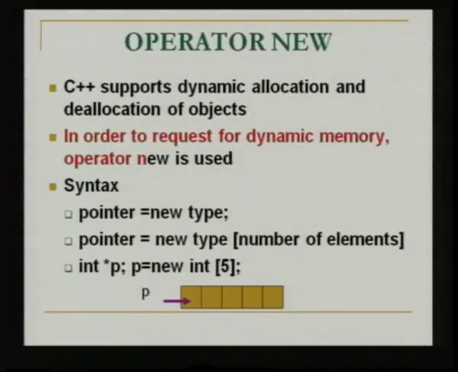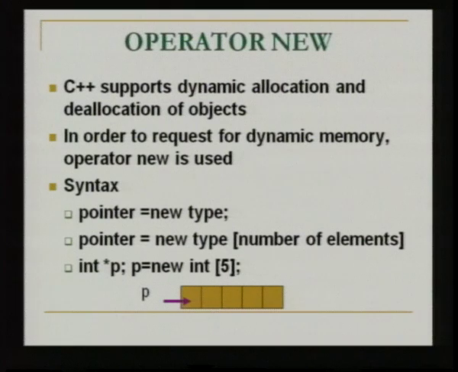The new operator allocates memory, and the delete operator frees the memory. So, how are we going to use these operators? When we request dynamic memory, the new operator is used, and this is the syntax: the pointer variable is equal to the new keyword and the data type, or the new keyword, the data type and the number of elements. This is an example: integer pointer p is equal to new int, where int is the data type, followed by the number of elements.